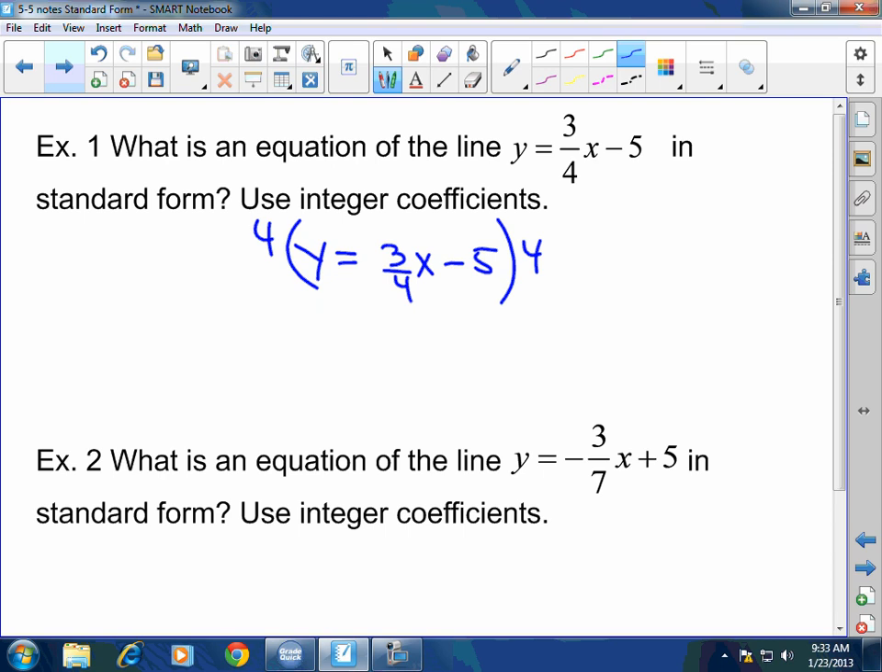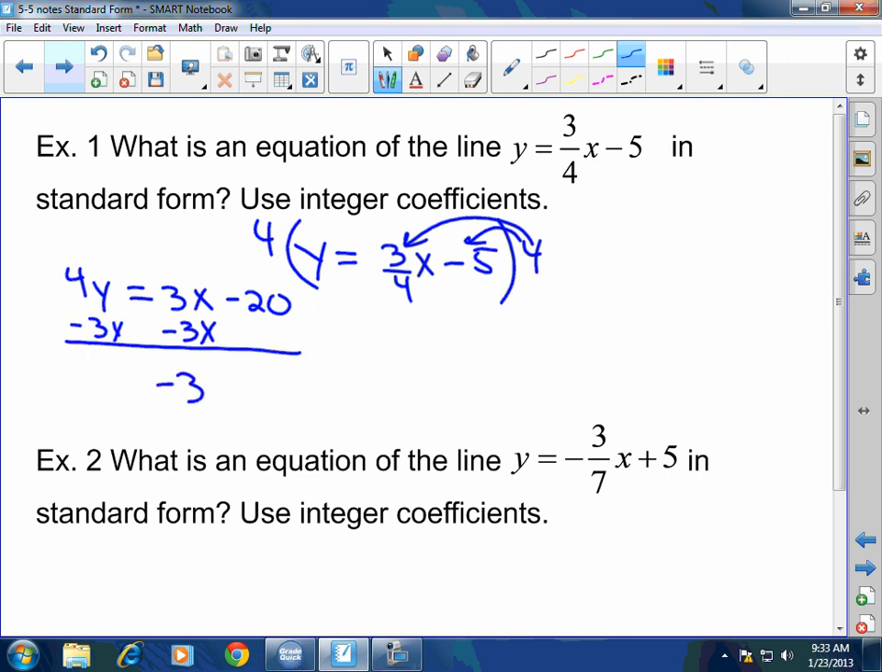So I'm going to multiply 4 to both sides. 4 times y is 4y. I'm going to distribute this 4 to everything on this side. So 3/4 x times 4 is 3x. Negative 5 times 4 is 20. I want to get the x and the y together, though, on one side. So what do you think I would do here, gentlemen? Subtract 3x. Very good, son, to both sides. So my final answer is going to be negative 3x plus 4y equals negative 20.